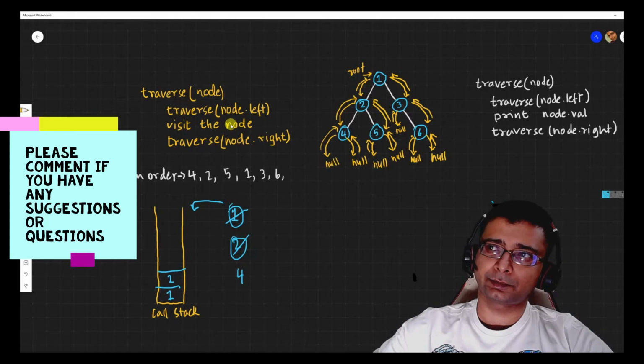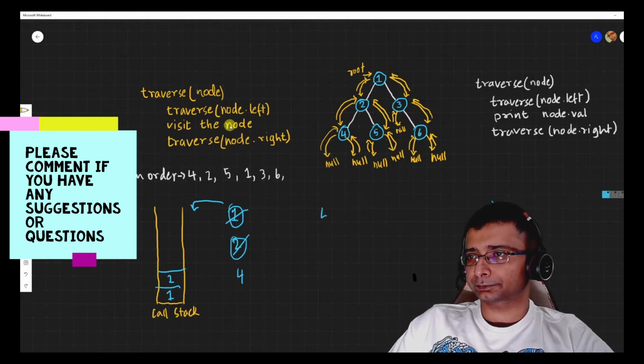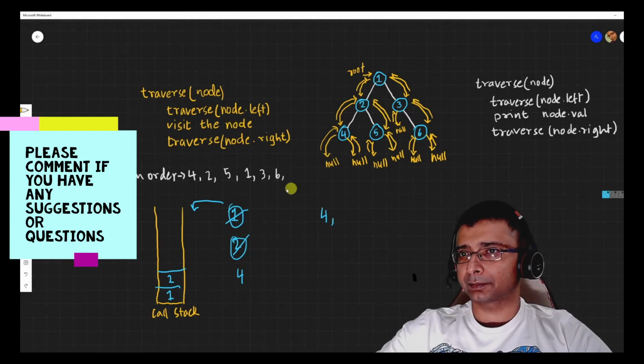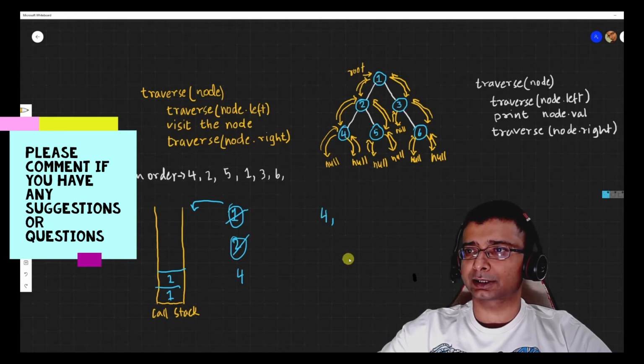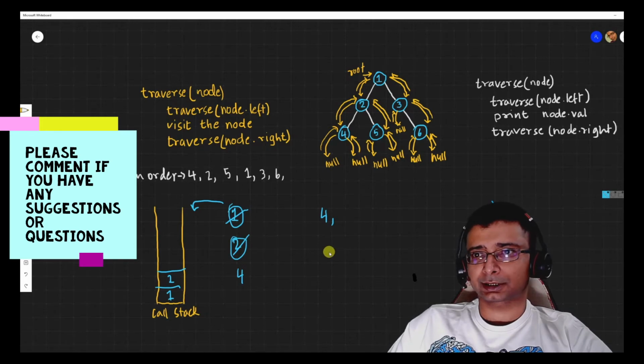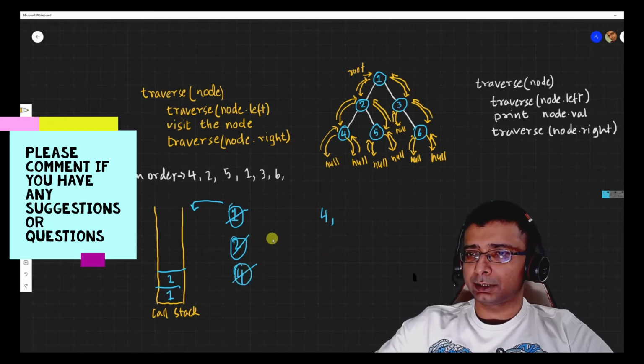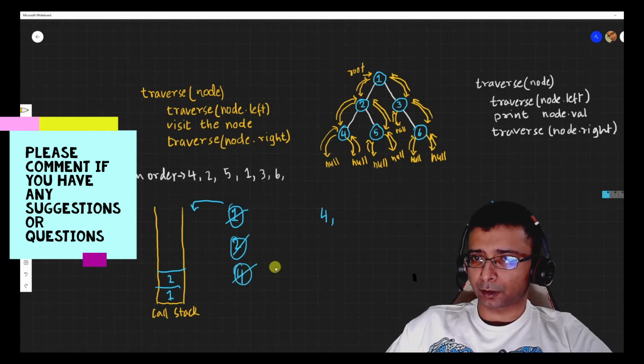So what he'll do is he'll print himself. So he will print a 4, and what happens is 4 calls its right, but there is no right to it as well, right? So 4 is done. So execution of 4 is completed.